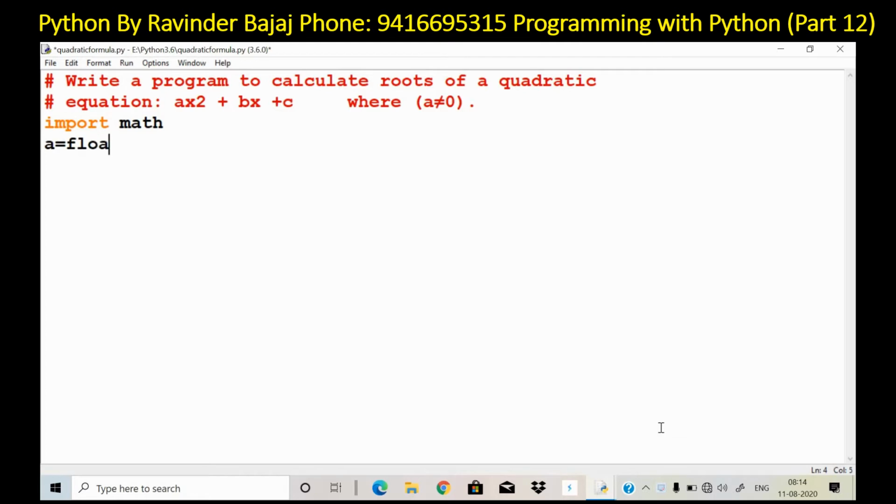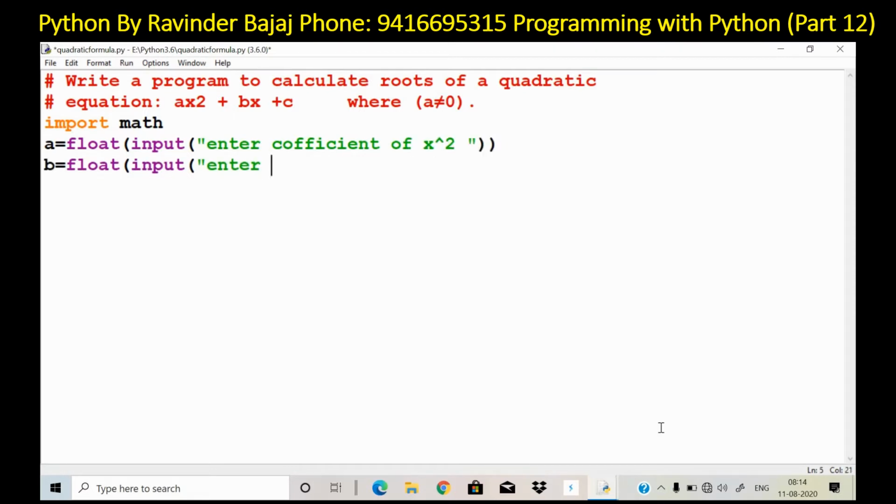Import math. Now I am using one library here. a is equal to float input, enter coefficient of x square. b is equal to enter coefficient of x, and c is the constant value. So three inputs I have taken. a, b, c are float numbers.